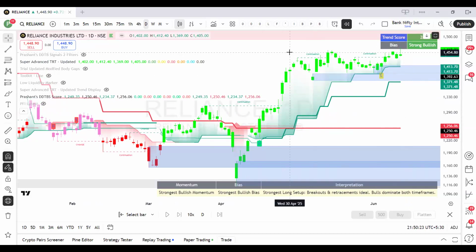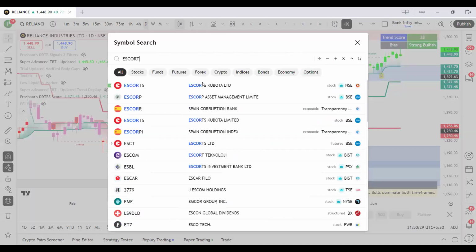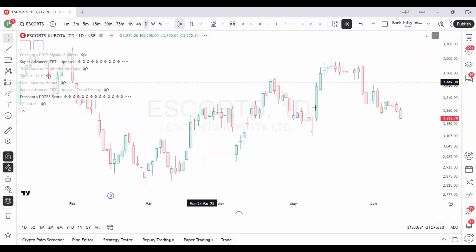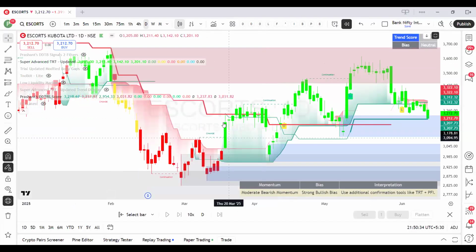Let us check one more. Scots. So Scots, this turned green here. It gave a retracement entry, and when it gave the retracement entry, at that time we can see the red band of the smaller time frame was already making a higher high. Step is increasing. This price had closed above this multiple times and the green gradient had also appeared.